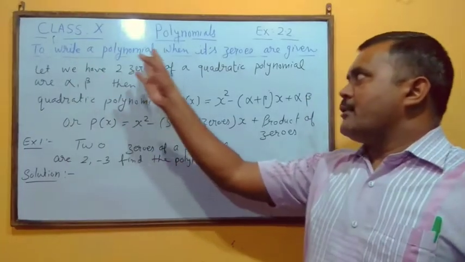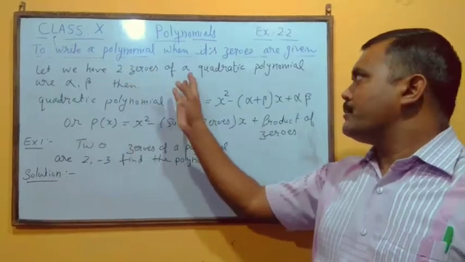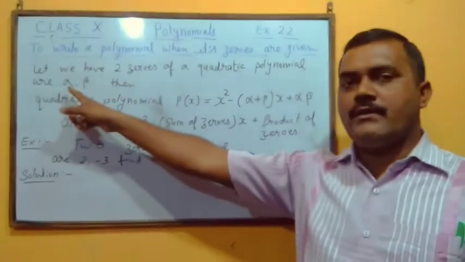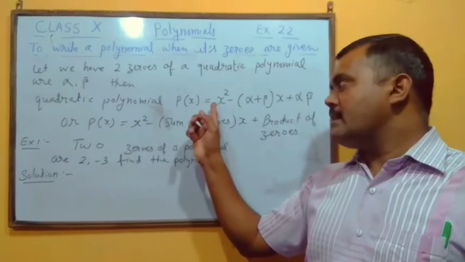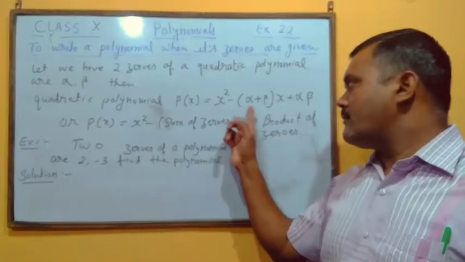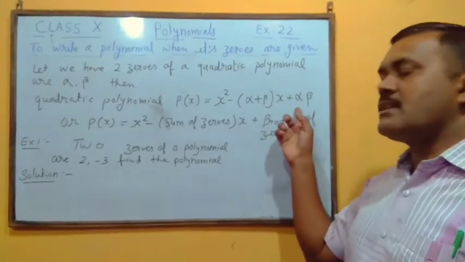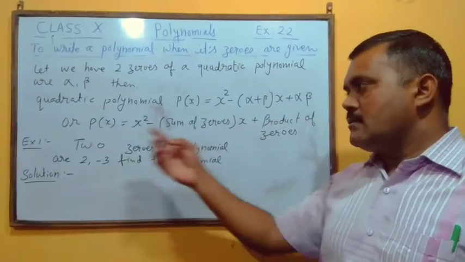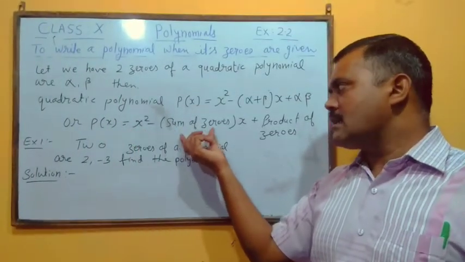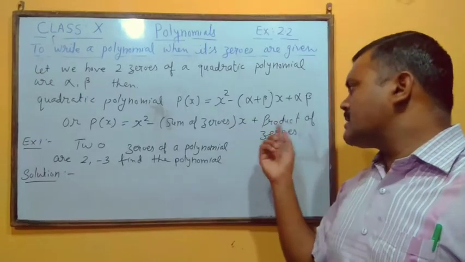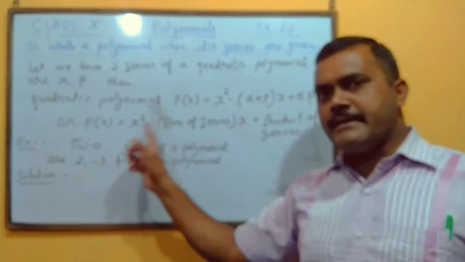Now, to write a polynomial when its zeros are given. Let us have two zeros of a quadratic polynomial, alpha and beta. Then the quadratic polynomial p(x) can be written as x square minus (alpha plus beta), basically this is sum of zeros, x plus alpha into beta, product of zeros. Or you can write polynomial in x is equal to x square minus sum of zeros into x plus product of zeros.